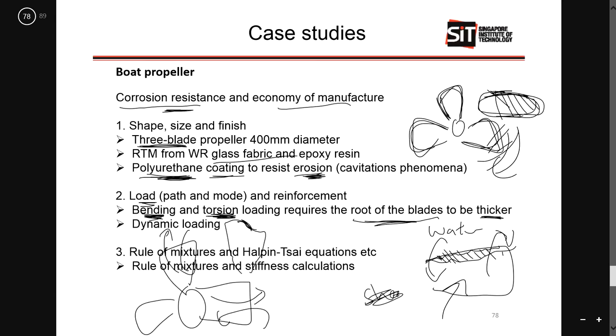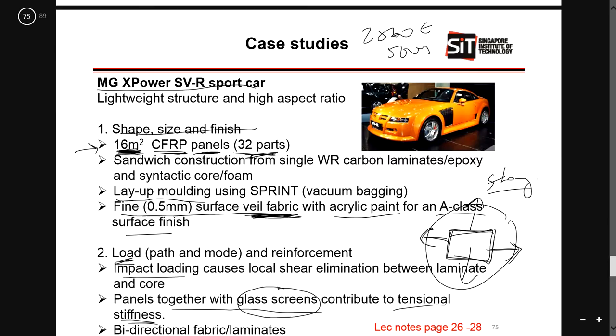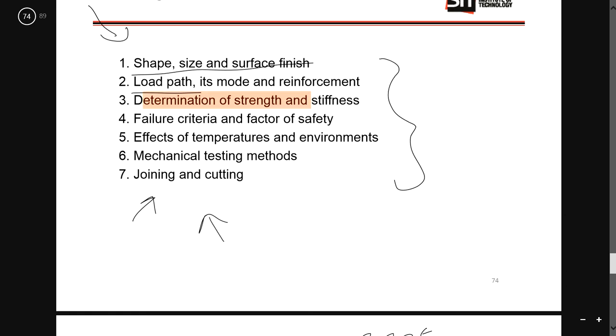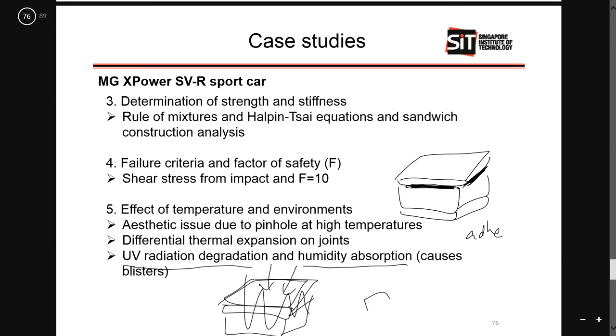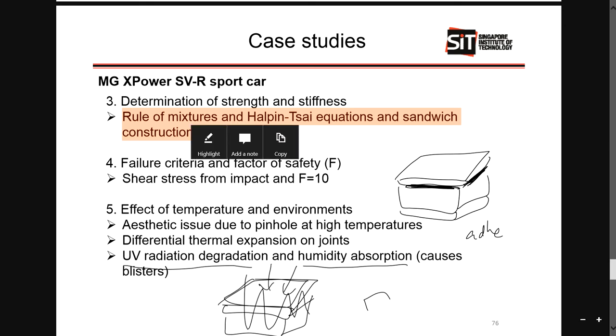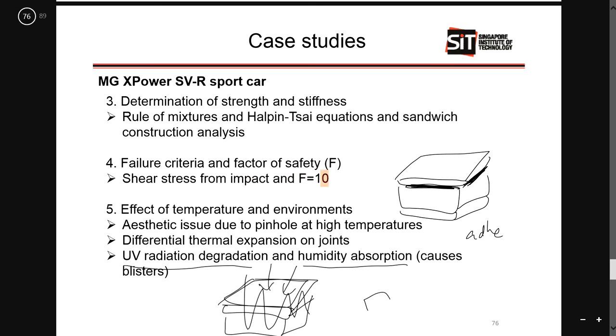Then the third one is the determination of the strength and stiffness. So how do you determine the strength and stiffness of a propeller? Normally they will use the rules of mixture, all these things again, your sandwich construction analysis, which we have done in the calculation part last time. Failure, same thing, impact load. I also don't know why, but just take note that it's an impact load for the propeller also.